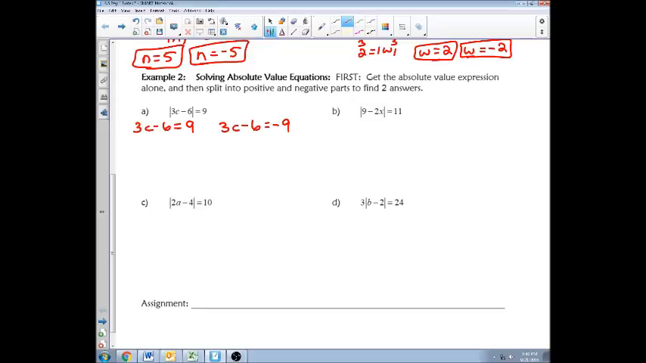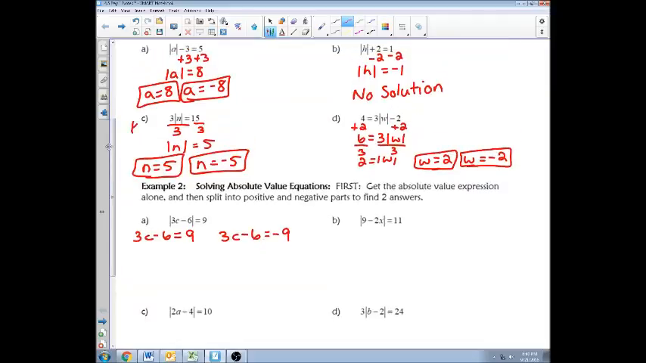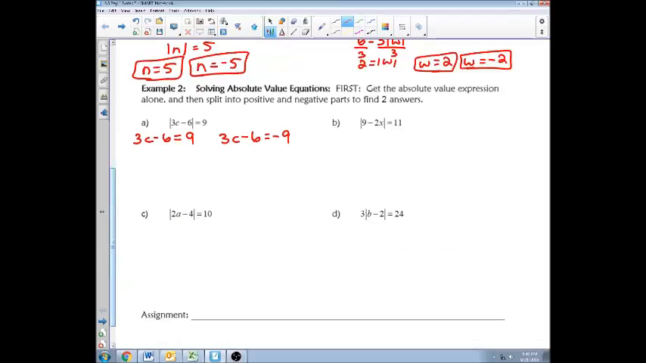Just like I did on the problems above, when I got the absolute value by itself, like in problem C here, I had the absolute value of n is equal to 5. Well, it would be n equals 5 and n equals negative 5. Well, the absolute value in A down here is actually around an entire expression. So the entire expression will be equal to positive 9, and the entire expression will be equal to negative 9.